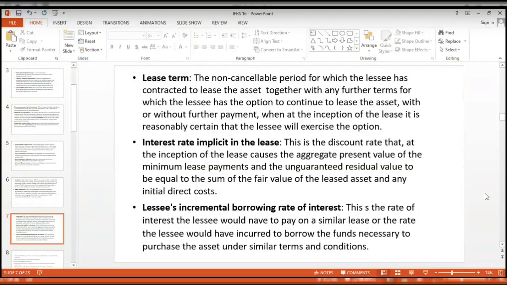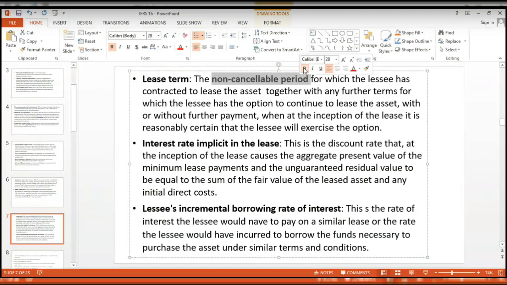So lease term is the non-cancelable period. Don't forget I said the difference between a lease and a rent is that the agreement is binding on both the lessor and the lessee. So they use the word non-cancelable period for lease arrangement. You can't cancel it. So that is it.